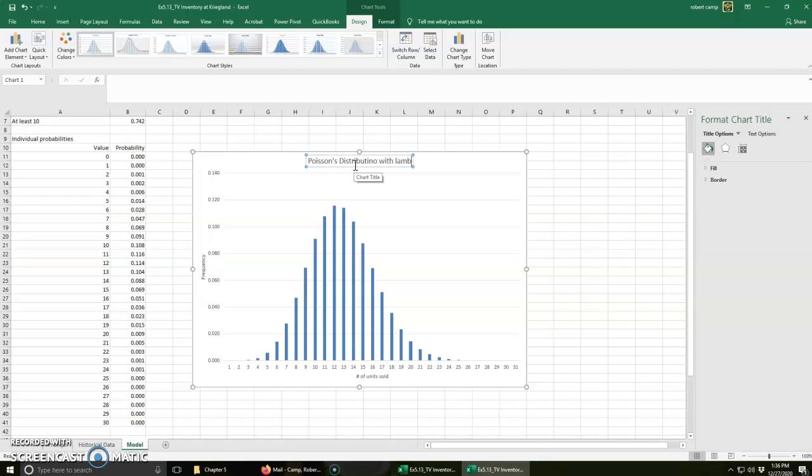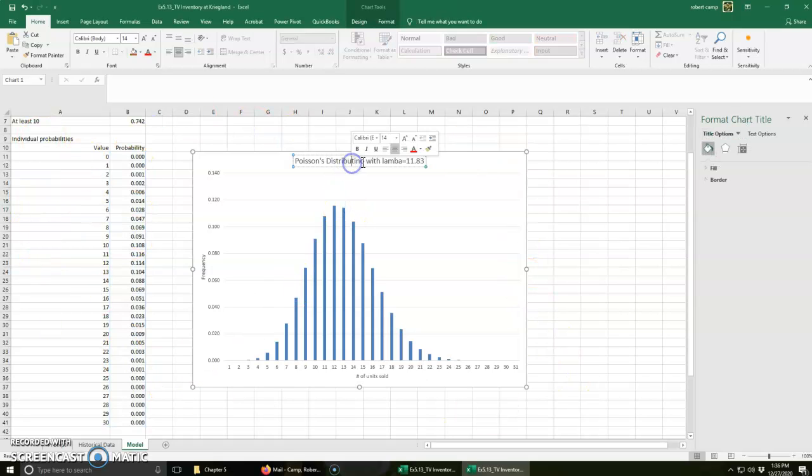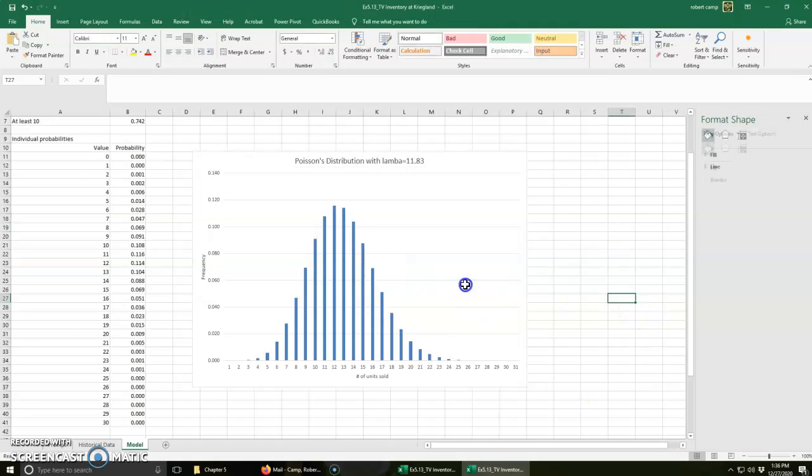And this is going to be our Poisson's distribution with lambda equal to 11.83. Okay, and so there's our distribution, and that's all we have for this problem. We're not going to see Poisson's all that often. You are far more likely going to see the normal and the binomial, but it's always good to know what's going on with this, especially when we're dealing with completely random demand.